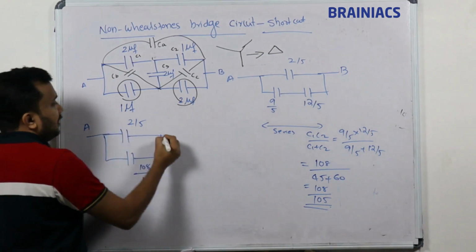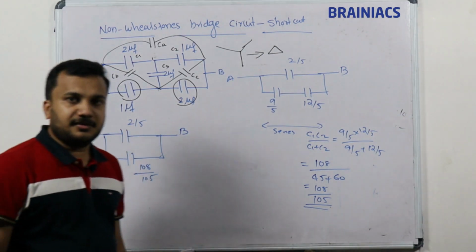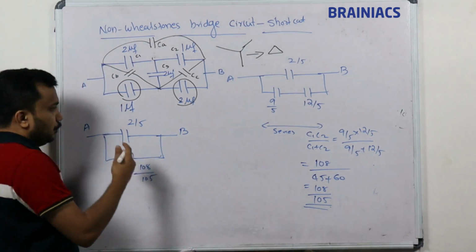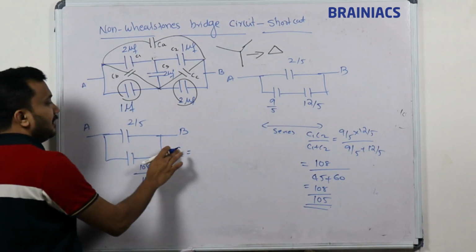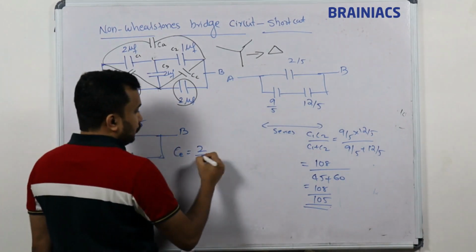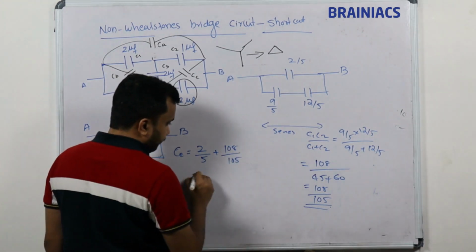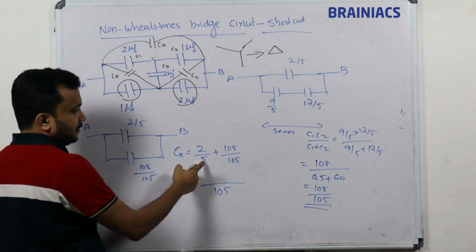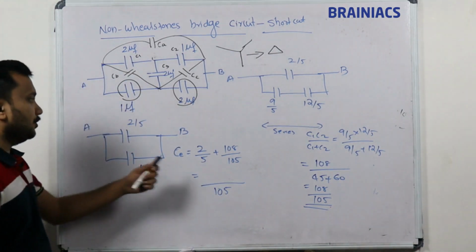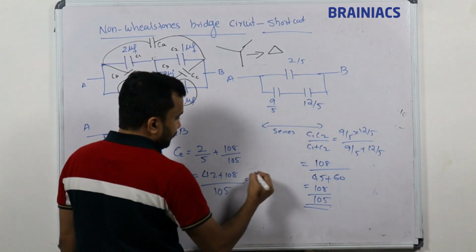This is terminal A and this is terminal B. Now we are calculating the equivalent capacitance of this one. So C equivalent: the two are in parallel connection, so we can add them. So 2 by 5 plus 108 divided by 105. 105 is taken as the LCM. 105 in 5, 21 times. So 21 into 2, 42, plus 108.